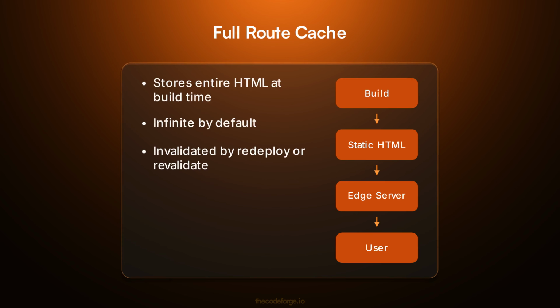In Next.js 16, a bare fetch with no cache option defaults to no store. That means every request hits the origin. One team found 47 such fetches per page load. Always add an explicit cache option.